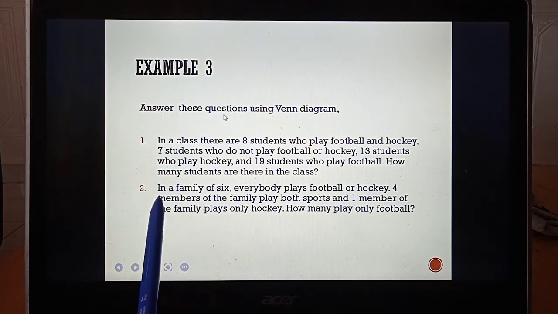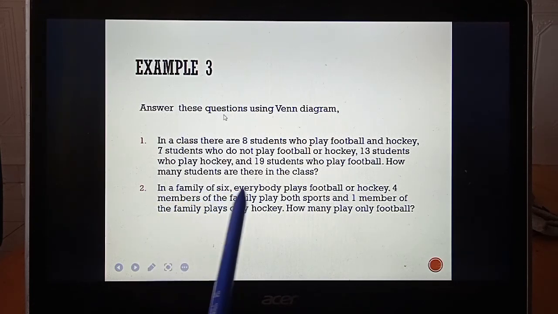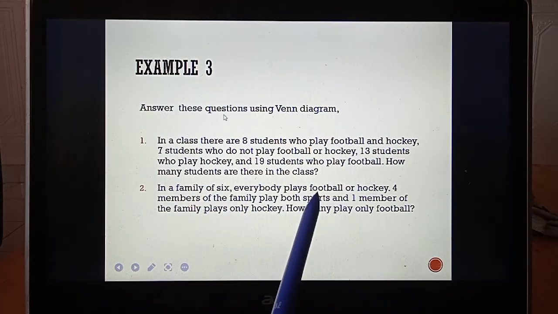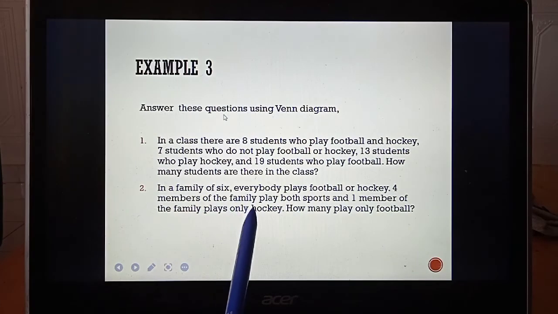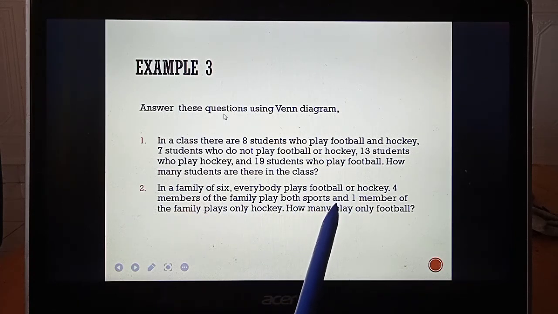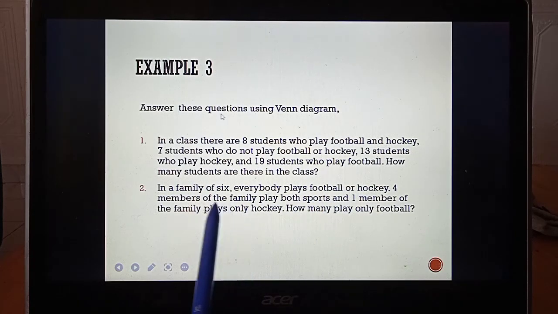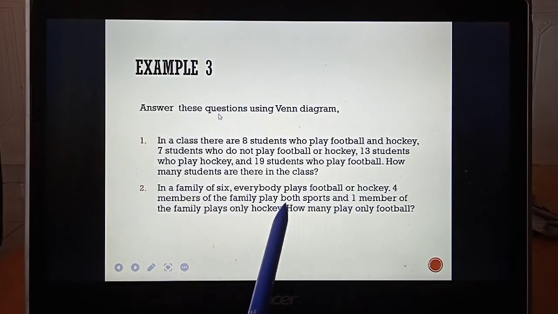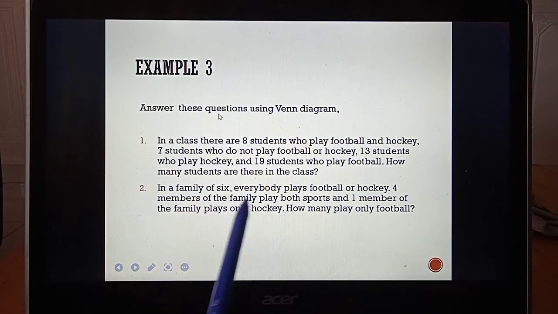Okay, for number 2, in a family of 6, everybody plays football or hockey. 4 members of the family play both sports and 1 member of the family plays only hockey. How many play only football? Okay, so again, sama macam soalan 1, try to figure out how many play only football from the given information here.